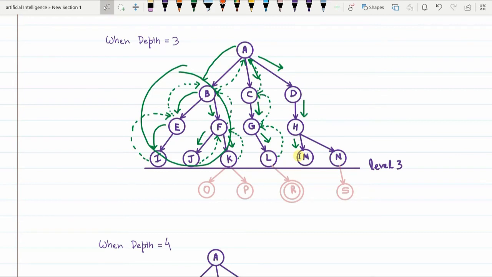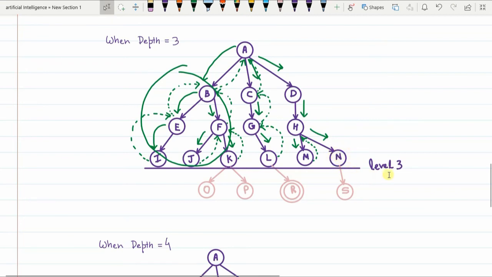Reaching M, we realize that M is also not a goal node and M does not have any child nodes. So we backtrack from M to H. Reaching H, we realize that there is another path that is left. So from H we go to N. And finally, after reaching N, we realize that N is not a goal node and N also cannot be expanded.